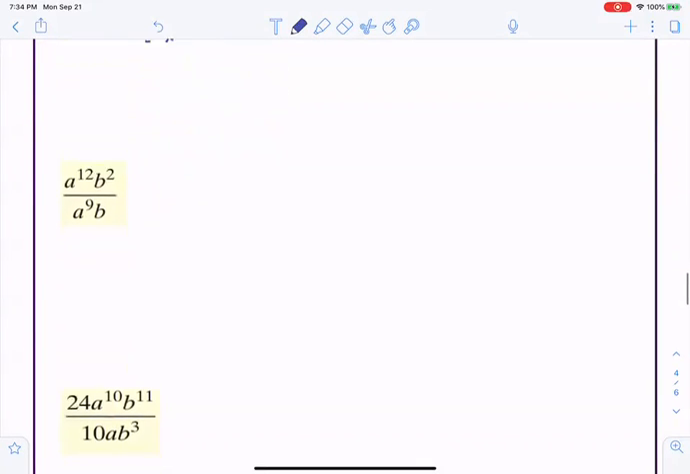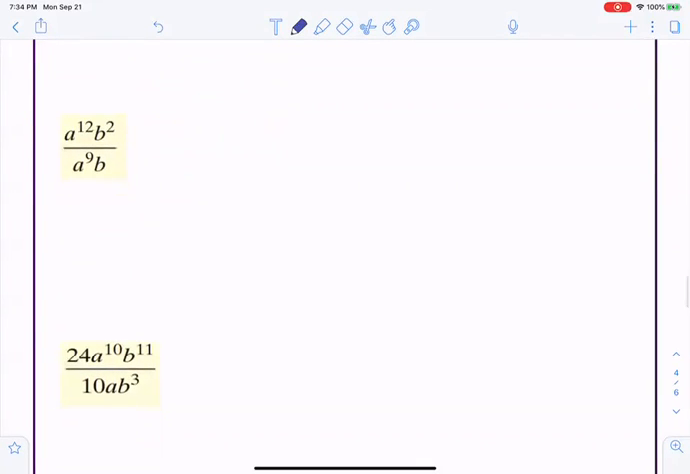The grouping that I mentioned with the product rule is even more important when it comes to the quotient rule, because you wouldn't make mistakes if you grouped terms. What do I mean by that? I'm going to group all the a terms first, that is the first base, a raised to 12 over a raised to 9, multiplied by b raised to 2 over b.